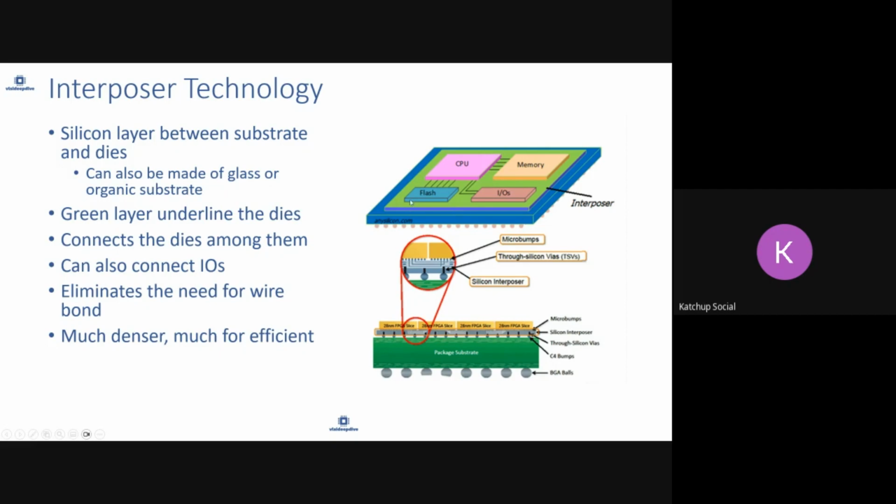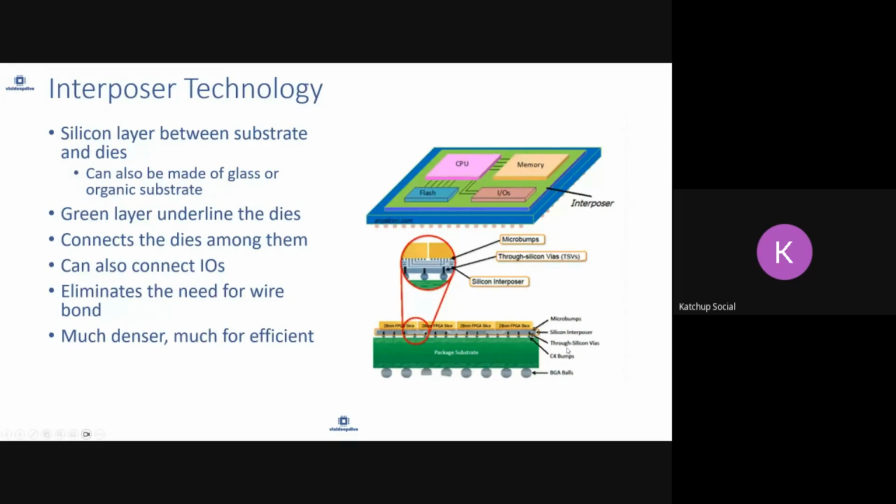It connects dies among each other. So dies are connected to each other: CPU connected to memory, CPU connected to flash, CPU connected to IO. These lines that you're seeing allow it to connect them. It can also connect to IOs. So it eliminates the need for wire bond. Typically, earlier in SiP, if these were to be connected, there used to be wire bonding, basically a copper wire running along, connecting these input and output pins together. This interposer technology eliminates the need for wire bond. Because of that, much denser, more efficient, better, faster connectivity can be done.